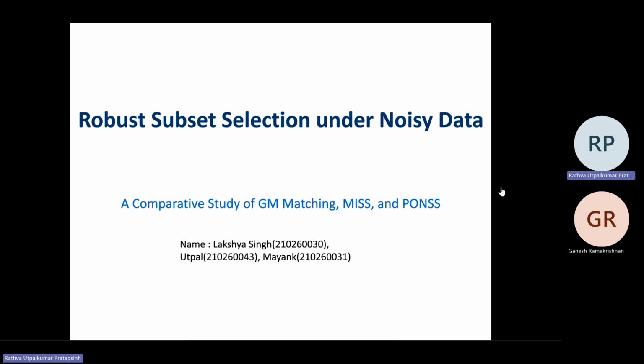What is GM matching? It's 3D matching. I will explain. So I will be presenting this comparative study on robust subset selection under noisy data, focusing mainly on three state-of-the-art algorithms: GM matching, MISS, and PONSS. These methods aim to tackle a fundamental challenge in modern machine learning: how to select a small informative subset from a large data set that may contain noise, redundancy, or even adversarial samples. So, our problem statement.